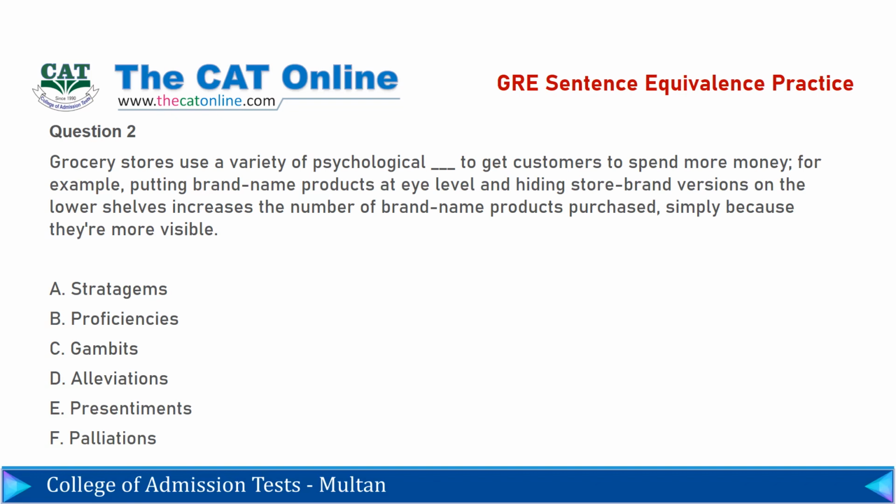This is why you can't just scan down the answer choices for a pair of synonyms. But both stratagems and gambits work well as synonyms for trick or technique, and they do make equivalent sentences, so A and C are the correct answers.